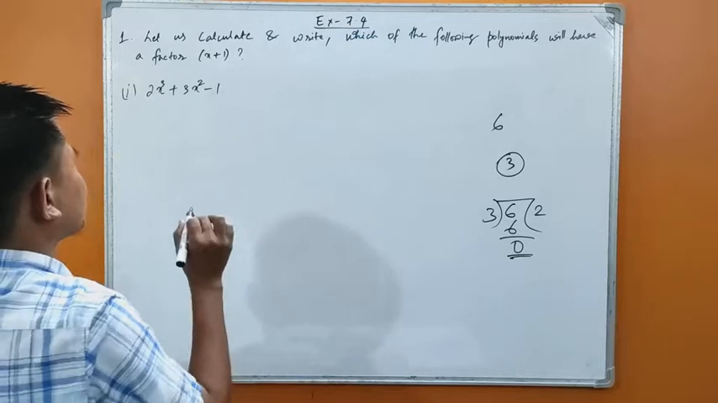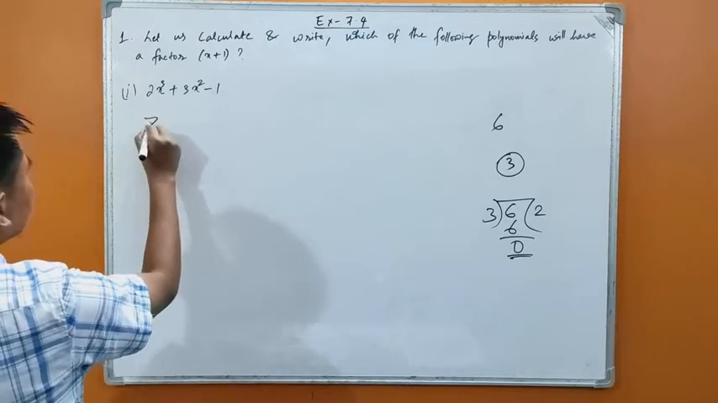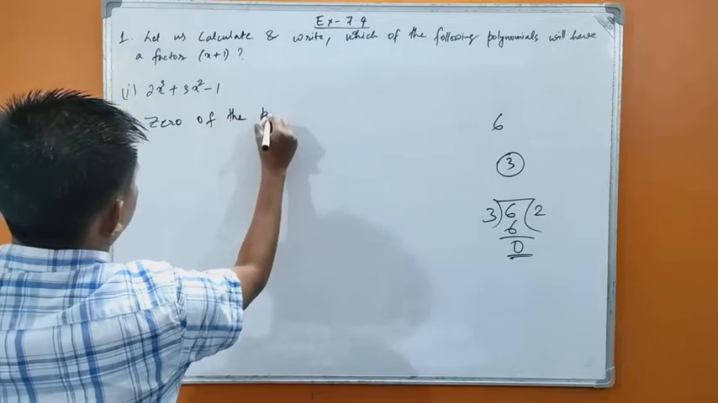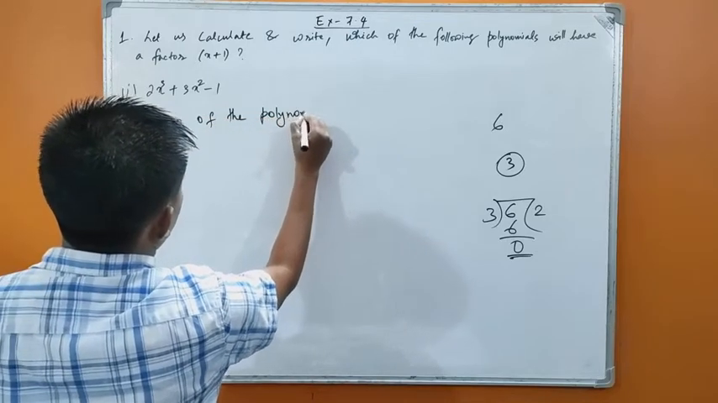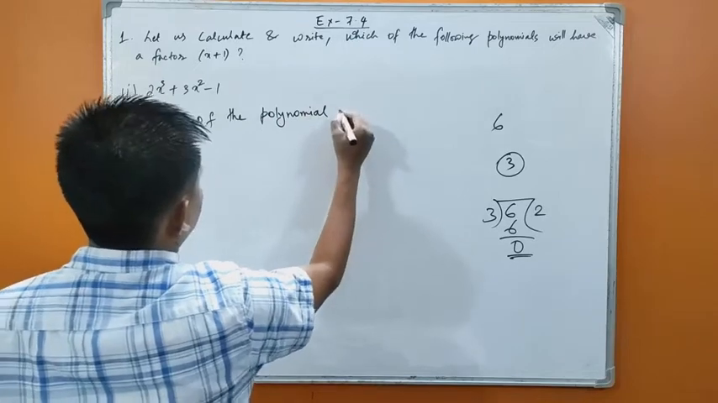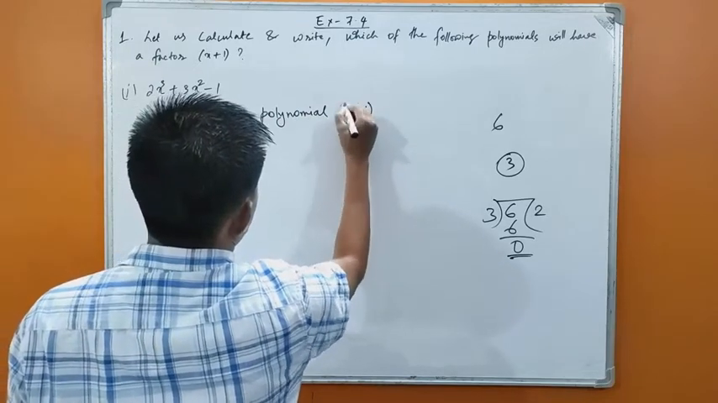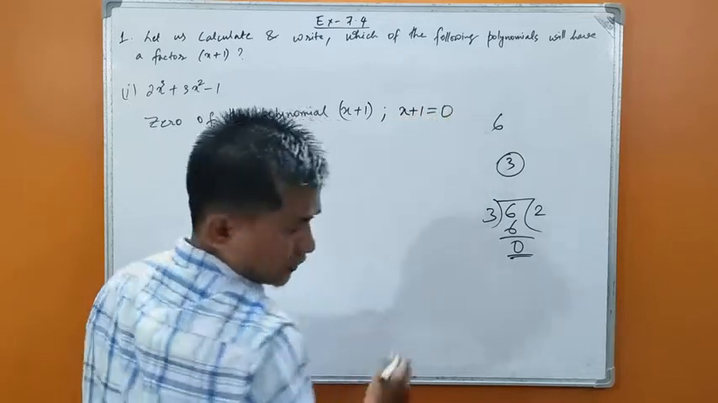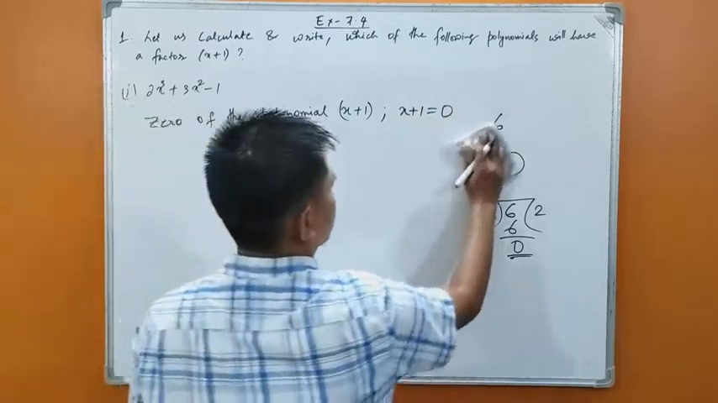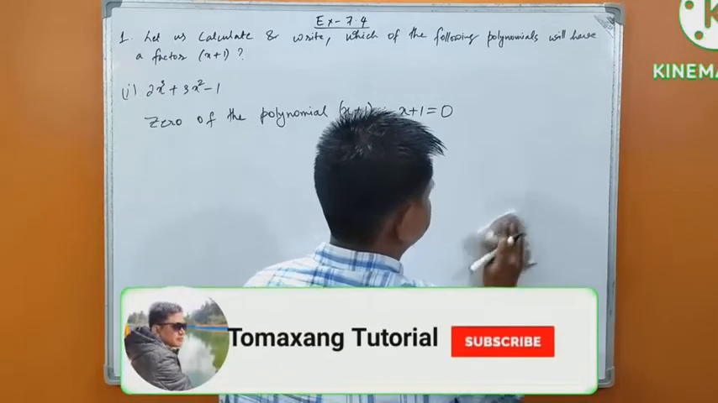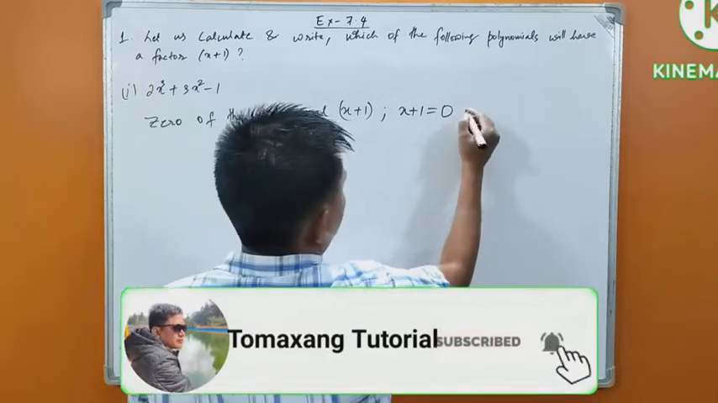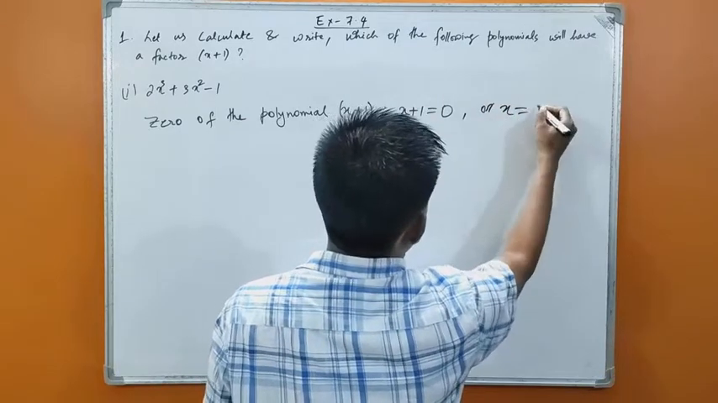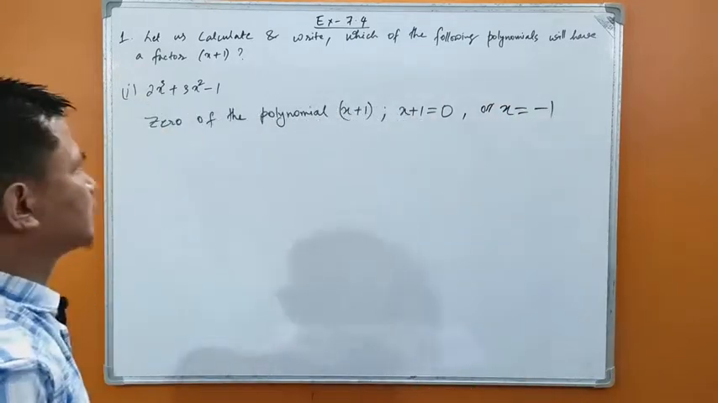Okay, now let's begin. The zero of the polynomial x plus 1 means x plus 1 equals 0, isn't it? So x plus 1 equals 0, or x equals minus 1, when we take the 1 to the right hand side it becomes minus 1, isn't it?